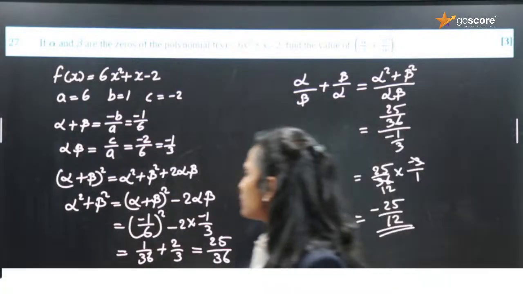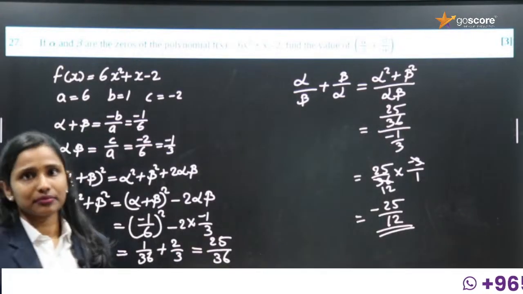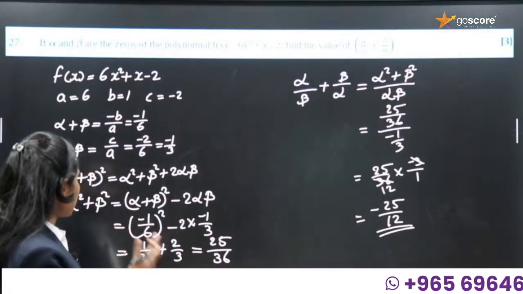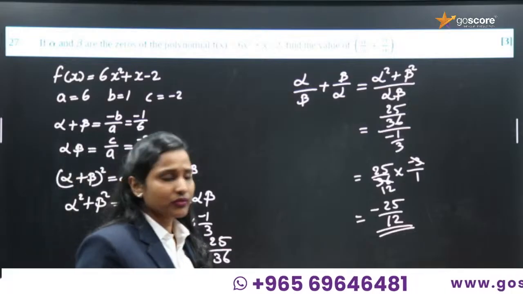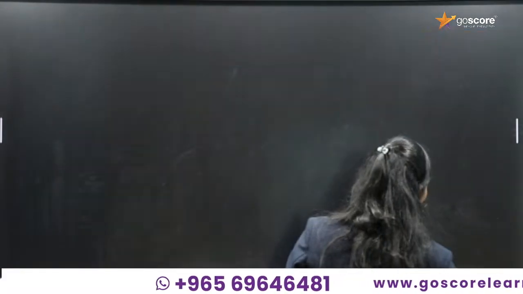Okay, so don't forget these identities. We need that: alpha plus beta whole square or alpha minus beta whole square, and the cubic forms also. They can ask that. Now the next question.